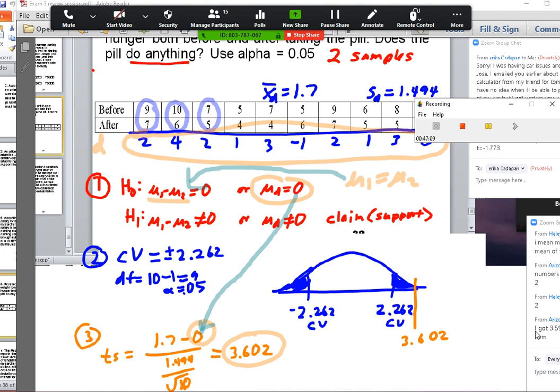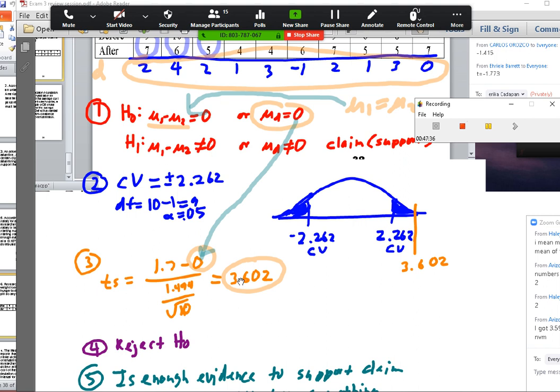Okay, so here's my critical value. Degrees of freedom is n minus 1, which is 9, alpha's 0.05. If I pull up my table, it's two-tailed, right? Because not equal is two-tailed. I will get 2.262. So again, it's going to be negative and positive and shade to the outside. Then your test stat is 3.60. If you got anywhere from 3.59 to 3.61, that's fine, as long as you showed your work and whatever you have backs up what you said.